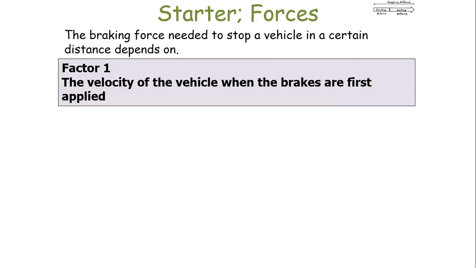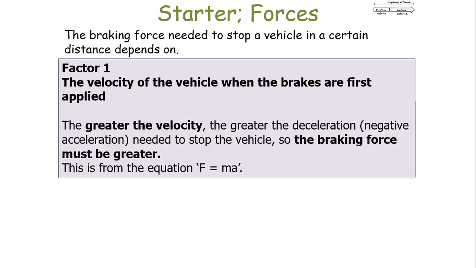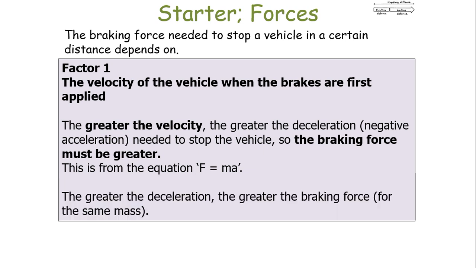So the braking force needed to stop a vehicle in a certain distance depends upon a couple of factors. The first factor is the velocity of the vehicle when the brakes are first applied, because the greater the velocity, the greater the deceleration or negative acceleration needed to stop the vehicle, so the braking force must be greater. This comes from Newton's second law of motion, F equals ma. If a is bigger, F will be bigger. So the greater the deceleration, the greater the braking force for the same mass.